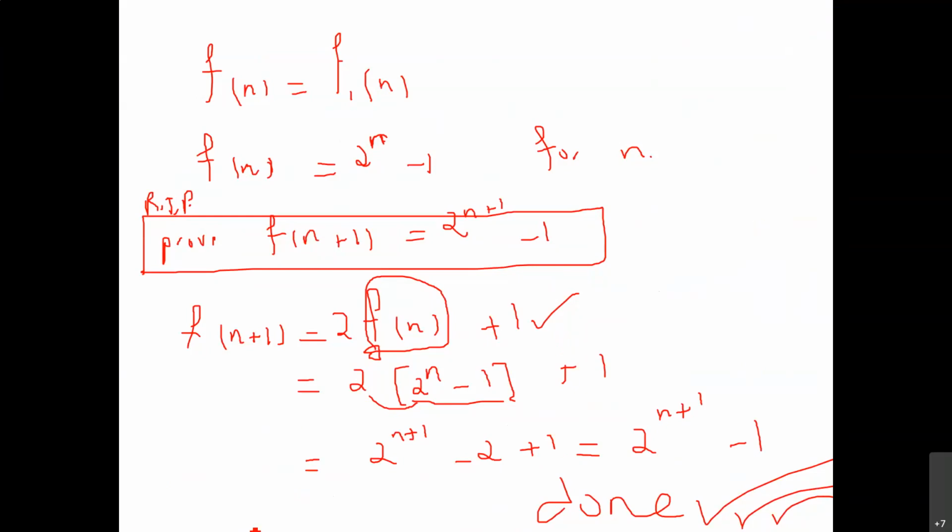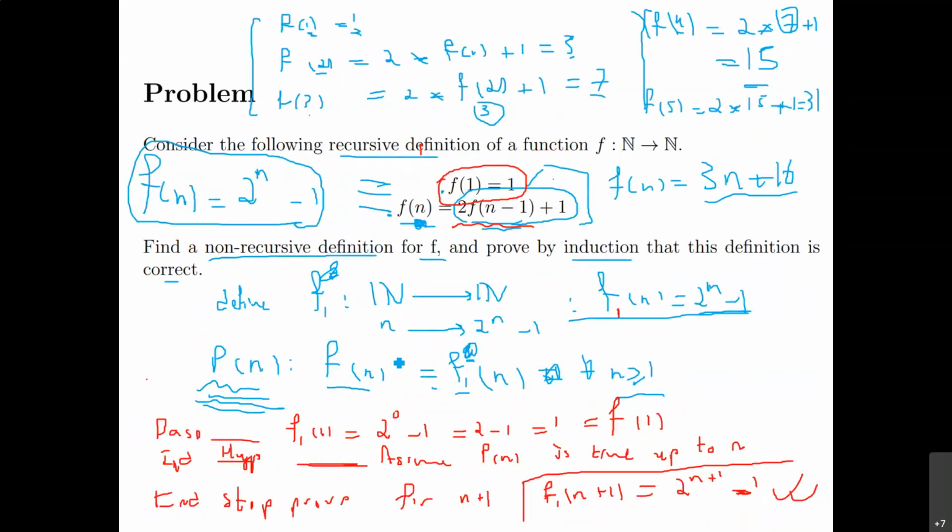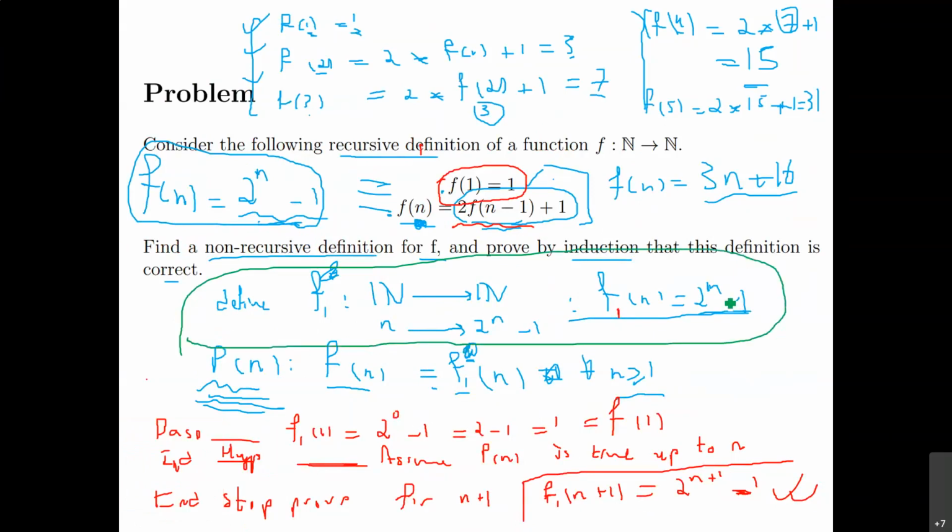Let me recap what we just did. Step 1, we wanted to find a non-recursive definition for f. Well, we tried some elements, and we got that f of n equals 2 power n minus 1. Okay, good. So we just defined this mapping right here as such. This is just defining f1 of n to equal 2 power n minus 1.